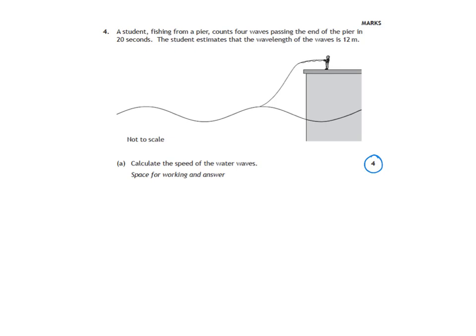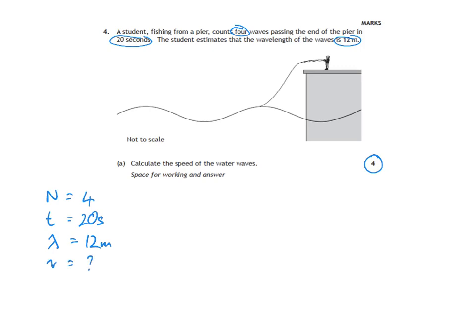So in this question, just like anything else, we look carefully at what information we've got. Now there's a number, just watch, but it's not written as a number, so make sure you're getting round all your information. So we have that the number of waves is 4 in a time of 20 seconds, and that the wavelength is 12 meters. That's the information we're given, and we're asked the speed.